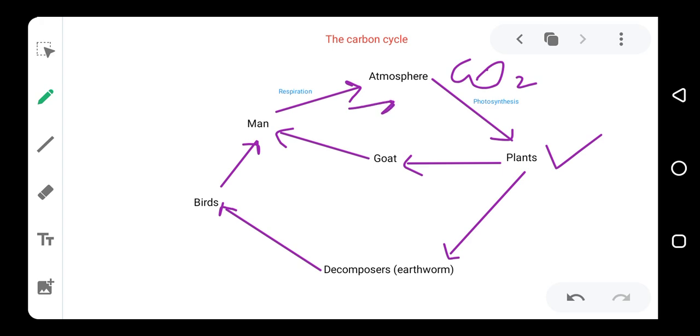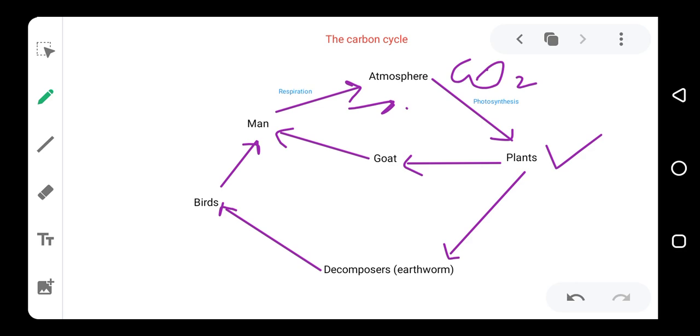The plant also, when it dies, organisms that we call decomposers that help dead organisms to decompose, like earthworms, will feed on the plant. Birds eat earthworms. So when the birds eat earthworms, man eats birds. And when man respires again, the carbon in the plant is now moved back to the atmosphere, and then it continues to regulate like that.